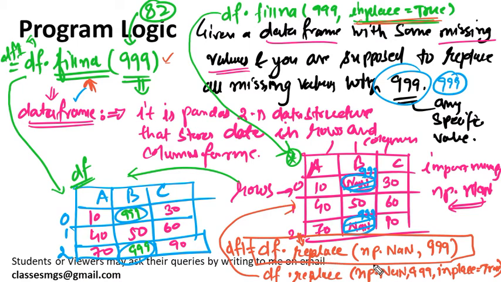Same way in df.replace, you will pass np.nan, comma, then the value that you want to replace it with. So NaN you want to replace with 999, then you are going to use this method. Same way, this method will not change the original data frame, it will return the changed data frame, which will be a different data frame. And if you want to change the original data frame itself, you will pass the inplace equals True argument here also. So now this is clear.